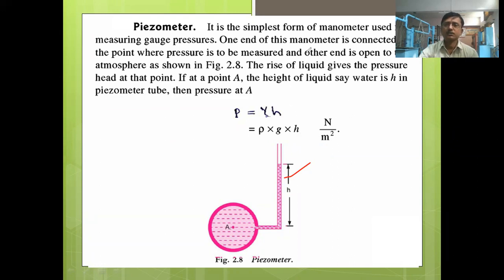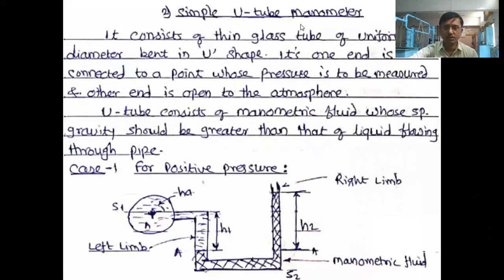Due to these limitations, scientists came up with another kind of manometer, which is called the simple tube manometer. In the simple tube manometer, we saw that there are two limbs. The limb to our right hand is called the right limb, and the one to the left hand is called the left limb. The manometric fluid used here is generally mercury. Why is mercury used as a manometric fluid? We also discussed that in our last lecture.